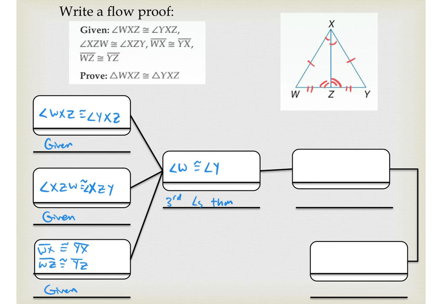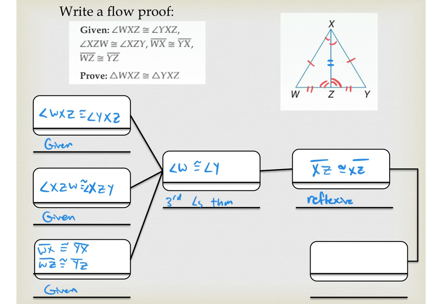Now I need my third side. Well, as I'm looking, the one I'm missing is this one down the middle. So that means that XZ is congruent to XZ. And why are these two things congruent to each other? Because of the same line. So this is going to be reflexive.